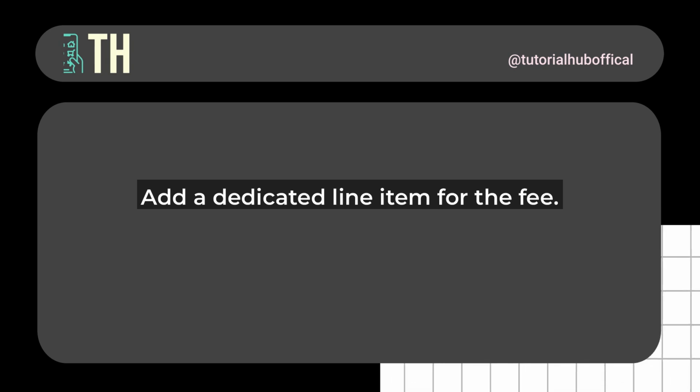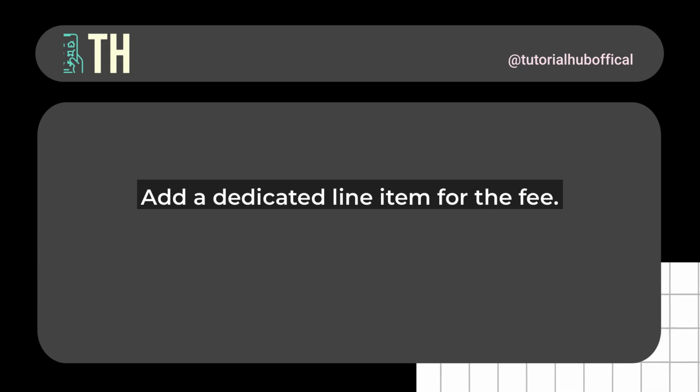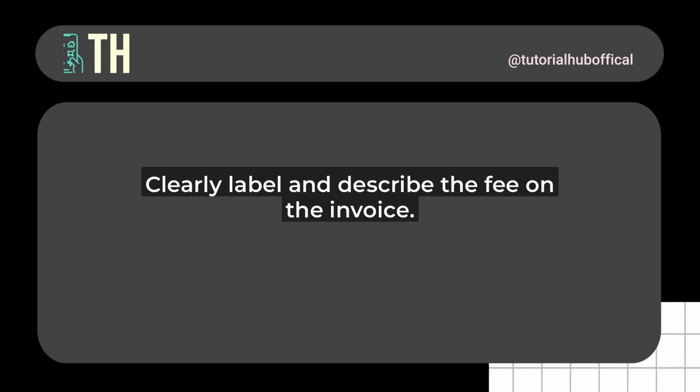Step 2. In your invoicing software, like QuickBooks, FreshBooks, or even a simple Google Sheet, add a new line item specifically for the PayPal fee. Label it clearly, something like PayPal processing fee, and enter the calculated amount. Make sure to describe it briefly so your client understands what it's for.